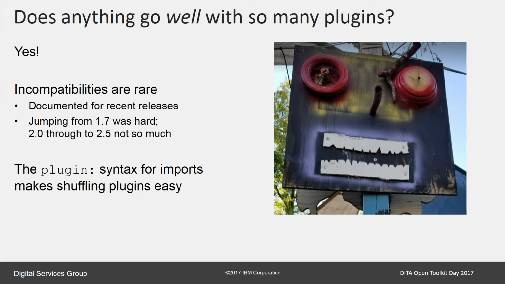So does anything work well having so many plugins? Well, yes, we have a lot of functions and everybody can use them. That's great. Incompatibilities and upgrading now are rare and generally well documented. The migration instructions are in there in the toolkit. Jumping from 1.7 up to 2.0 was really hard. 2.0 through 2.5 was not.